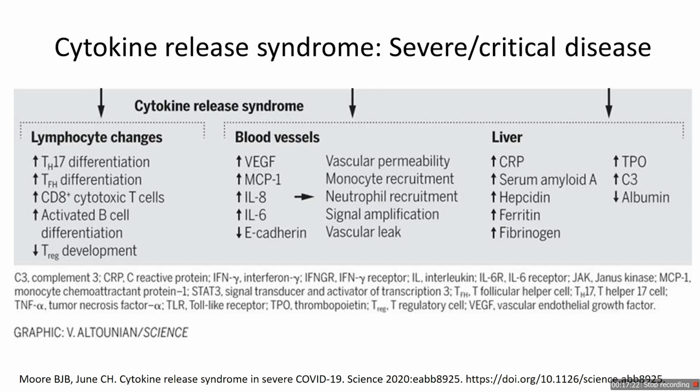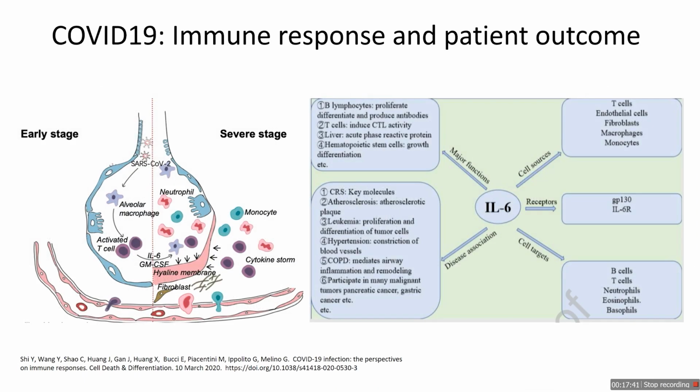But I will show you now. This is the end of what is happening during a cytokine release storm. And what you see here is there are lymphocyte changes, blood vessel changes, and liver changes. And all of this, when it happens, is most probably that it leads mostly to the death of the patient. Just to summarize for you, in this slide, the early stages of infection, you can clearly see that there is a virus coming in to the alveoli.